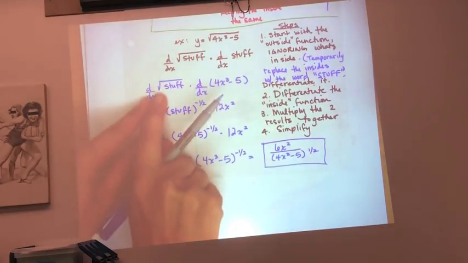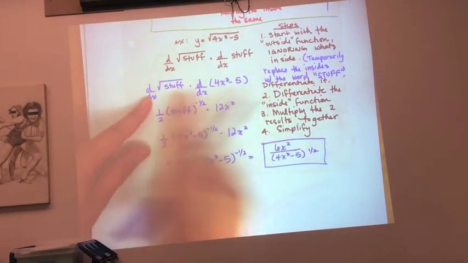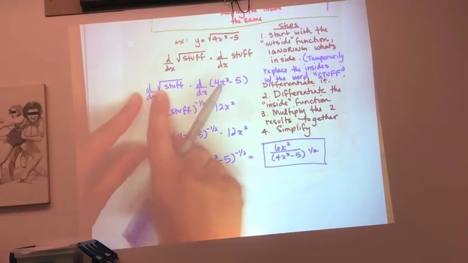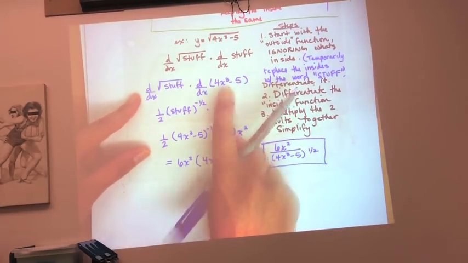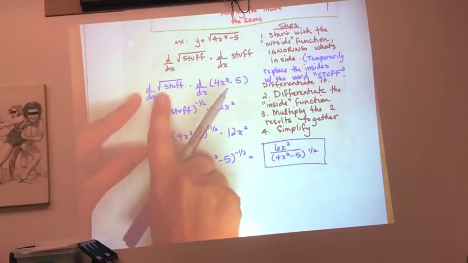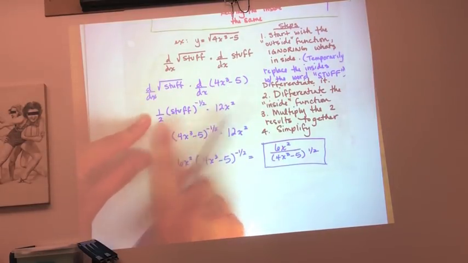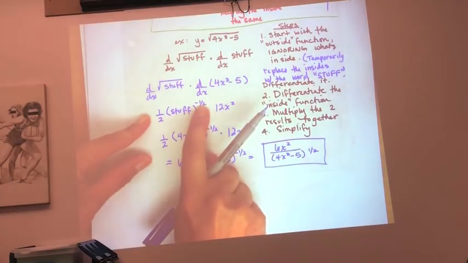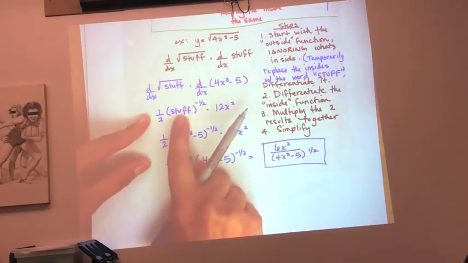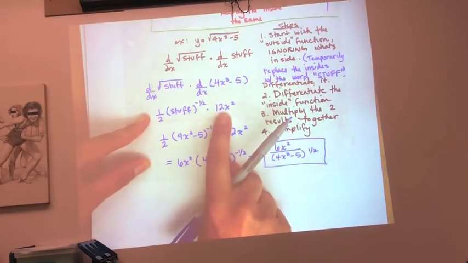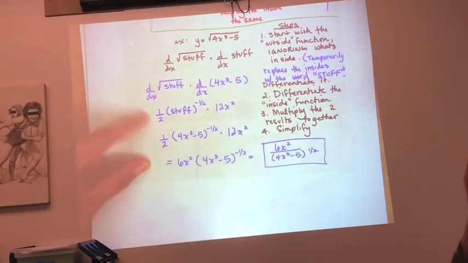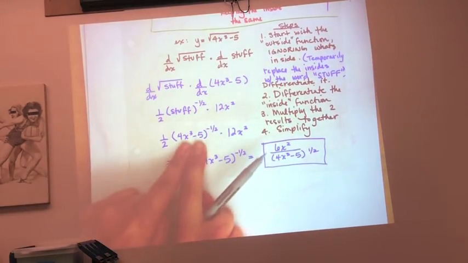So in this case, we have the square root of stuff. We're going to derive that square root, and then we're going to derive 4x cubed minus 5. The derivative of the square root is 1/2, with negative 1/2 as my exponent. We're keeping the stuff the same, I'm just leaving it as the word stuff. And if I derive 4x cubed minus 5, I get 12x squared. Now I'm going to put my stuff back in there, which is 4x cubed minus 5.